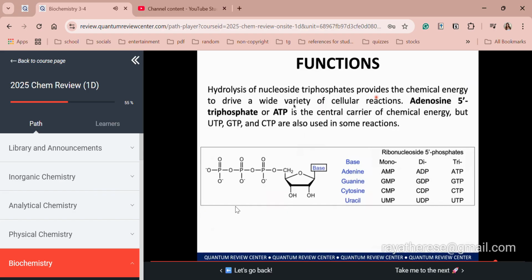But upon discussing our metabolic pathways, we will see as well that GTP, UTP, and CTP are also used, okay, for some reactions. All right. So this is the general structure of your nucleoside triphosphates. From the name itself, it has three phosphate groups. So yan ba yung structure ni ATP? Yes po. Ang base niya here is adenine.